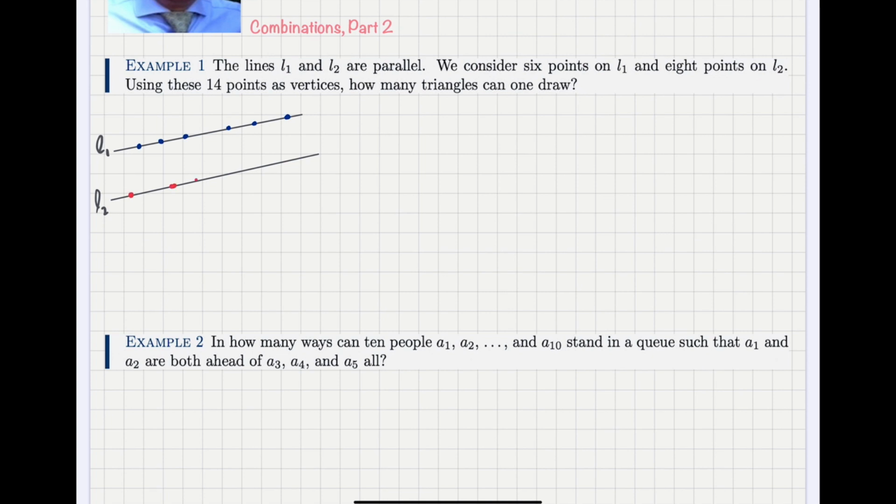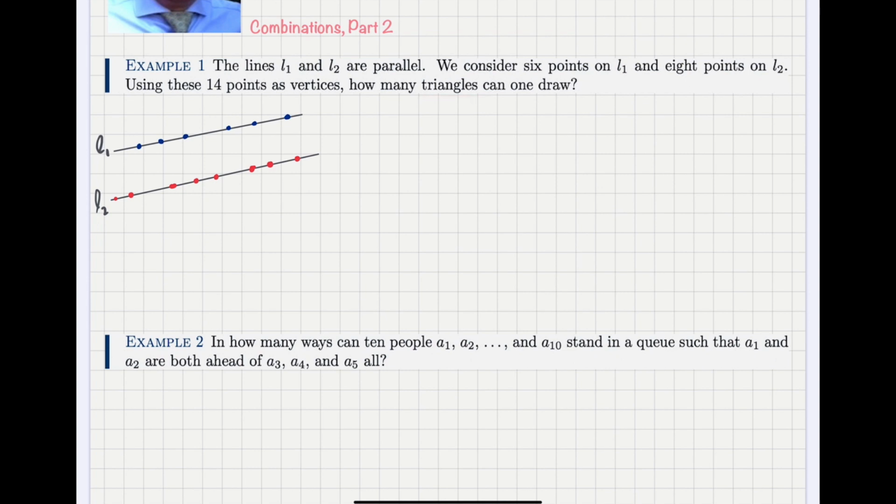There are just points, with no specific rule for them. So 1, 2, 3, 4, 5, 6, 7, and 8. So here we have these 8 points. Using these 14 points as vertices, how many triangles can one draw?